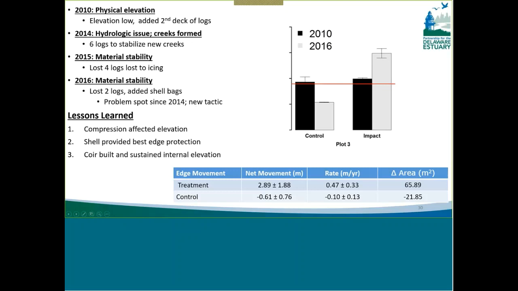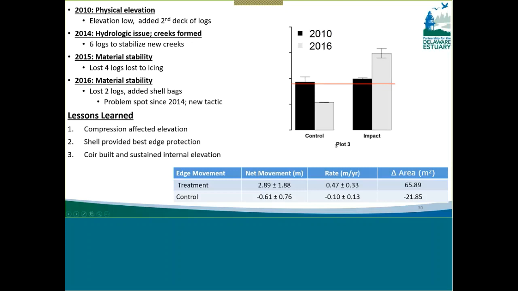Compression affected the elevation in 2010. We learned the shell provided the best edge protection at this site, but the core built and sustained internal elevation. I touched on that before, and I included a graph here for it. Plot 3 is, we usually establish plots waterward up into the high marsh, running perpendicularly from the shoreline. This plot 3 was up in the living shoreline, in the treatment area. It wasn't out front of it, it was kind of up high in it.